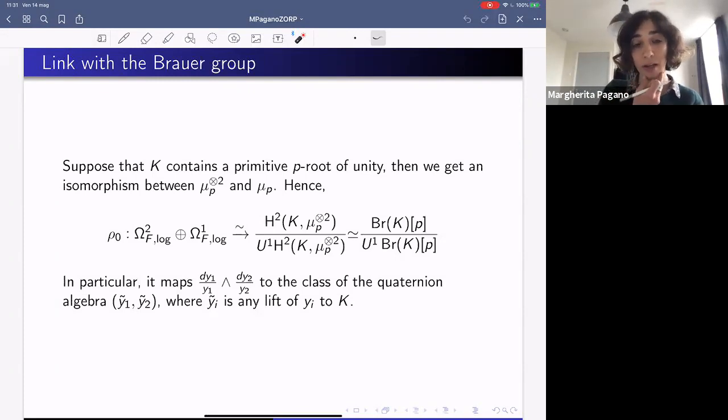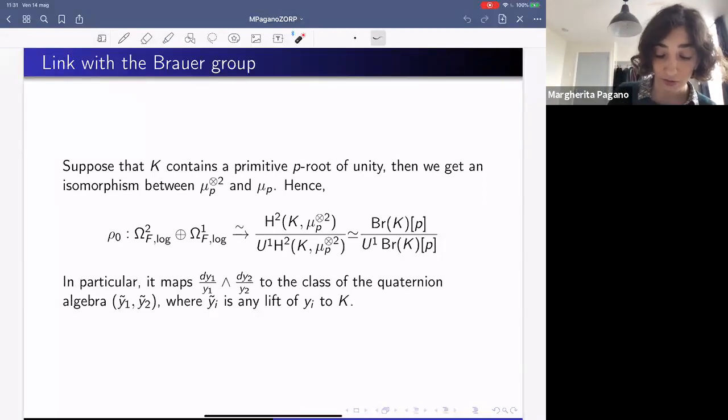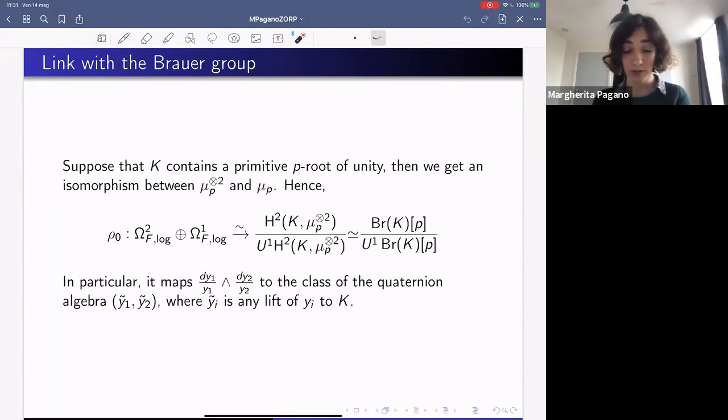So in particular, one can give an explicit description of this map, and this map sends a global 2 form to the class of the quaternion algebra given by y1 tilde and y2 tilde, where these y_i tilde are just any lift of the y_i to the field K.